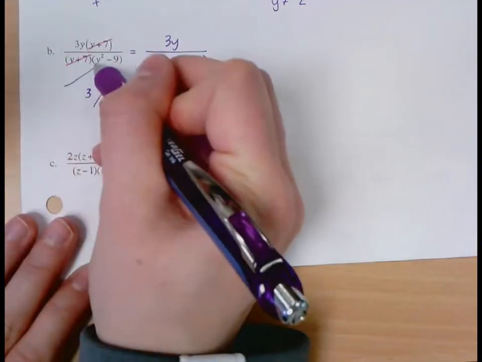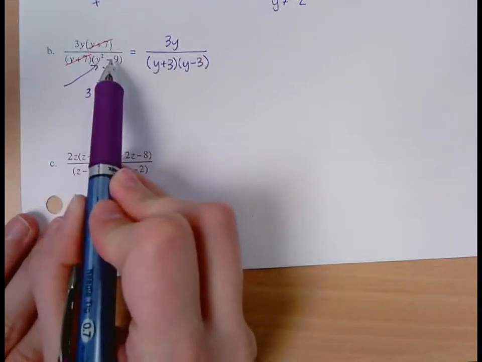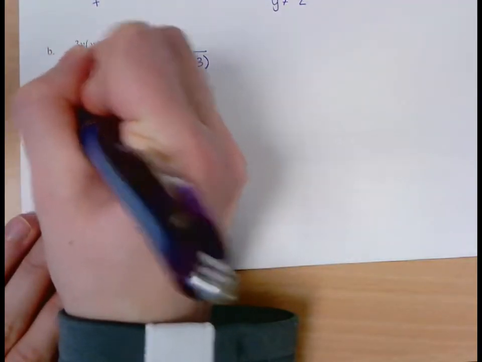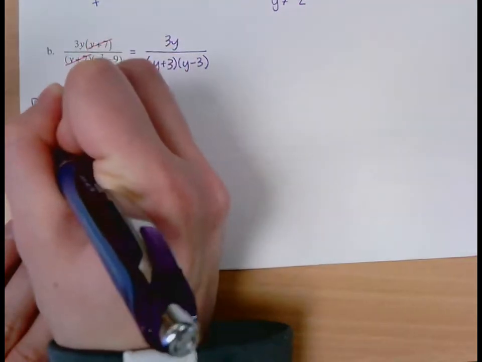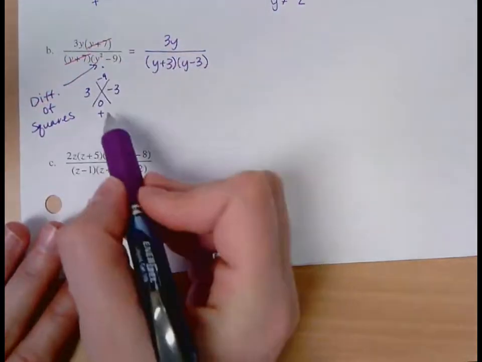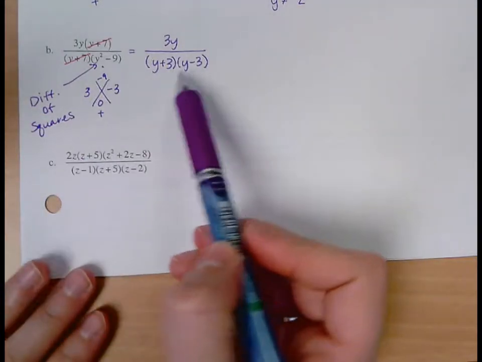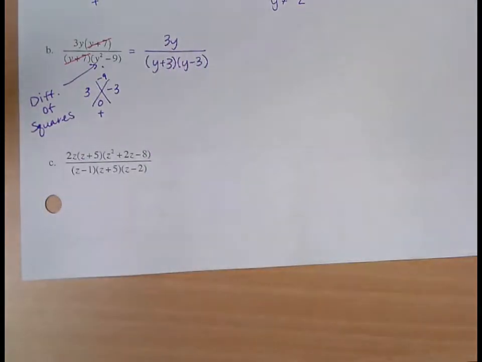You could go straight from the y squared minus 9 to here if you recognize that that is a difference of squares. But you can also set up a diamond if you forget that difference of squares. That was that a squared minus b squared always factors to a plus b times a minus b. It's kind of a shortcut. But now that I have everything factored, is there anything more that I can cancel?